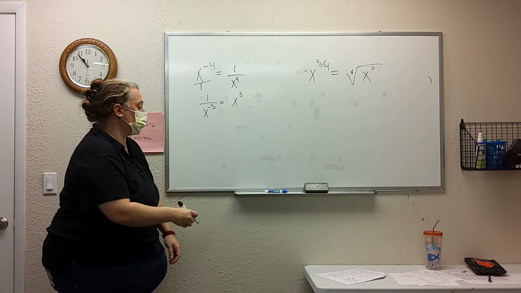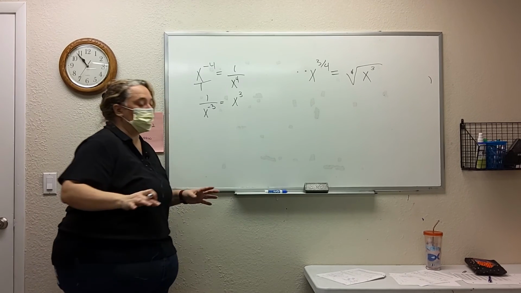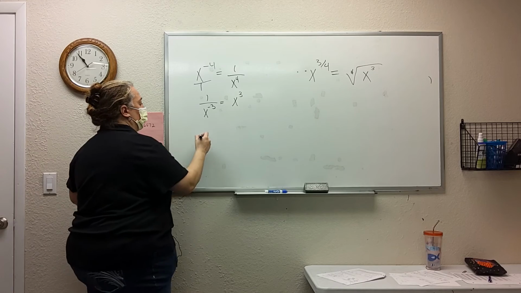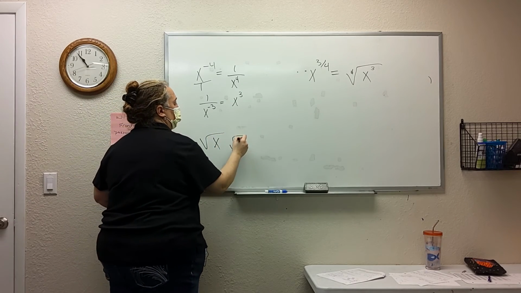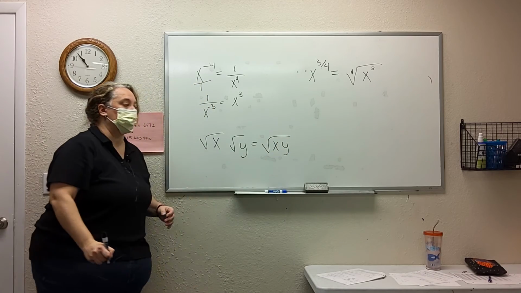Let's see. Next up, we have the square root. So the rule on the bottom left, it looks really jumbly with all those letters. So let's make it easier. Okay. If you have the square root of x times the square root of y, this is just the square root of x times y. That's all that bottom left rule is saying.